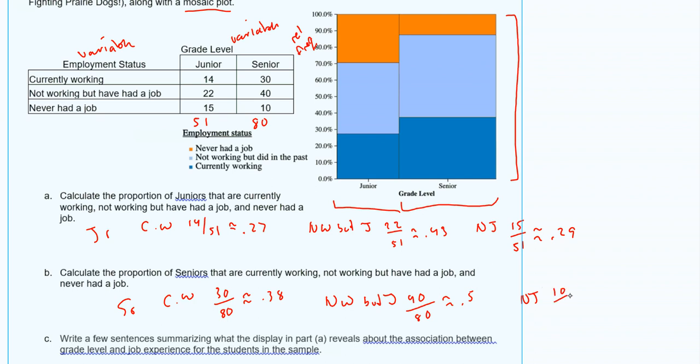All right, then we're going to talk about 10 divided by 80. That's never had a job, and we're going to have about 0.13. All right, we have that right there.